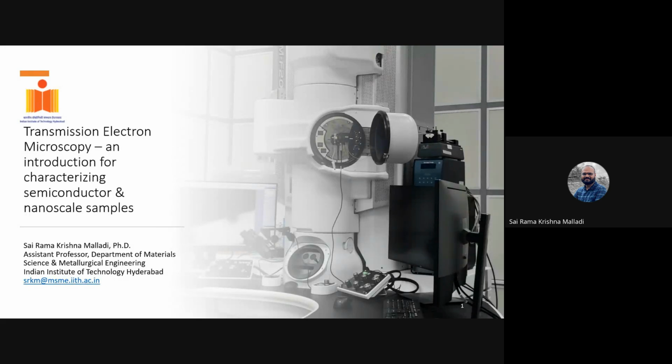So, transmission electron microscope, as you can see here, is this sort of an instrument. But the main differences are the source that you use here is different. You use electrons, and the entire column of the microscope is maintained under ultra high vacuum.